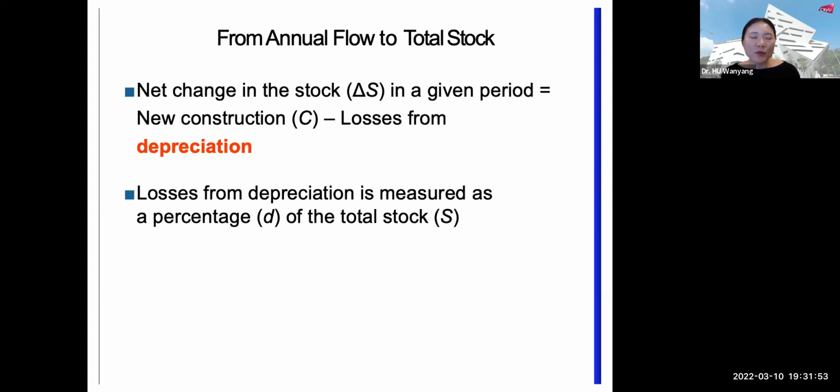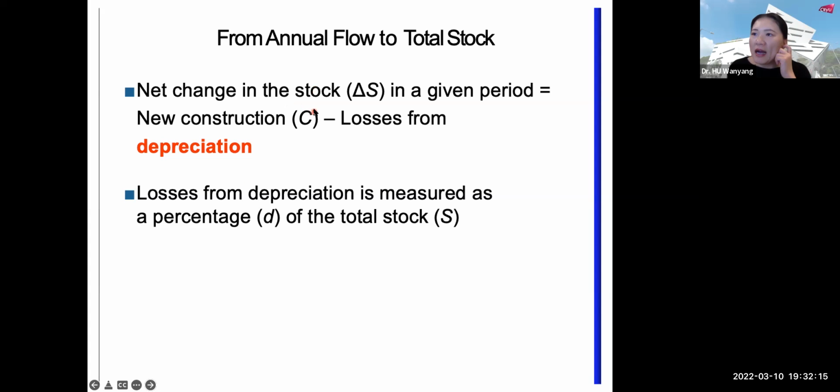But back to the formula. The reason that we talk about depreciation is that it's a way that we convert the annual flow measure to total stock measure, and then I'm going to show you how these two are related. This is important to help you understand the FCW model.